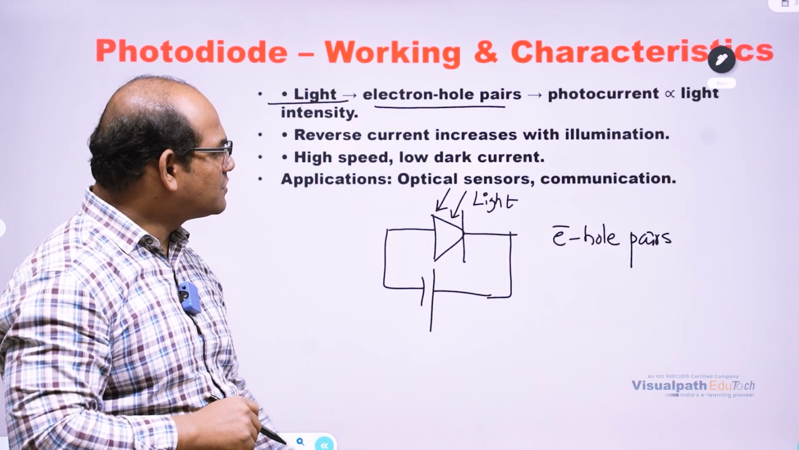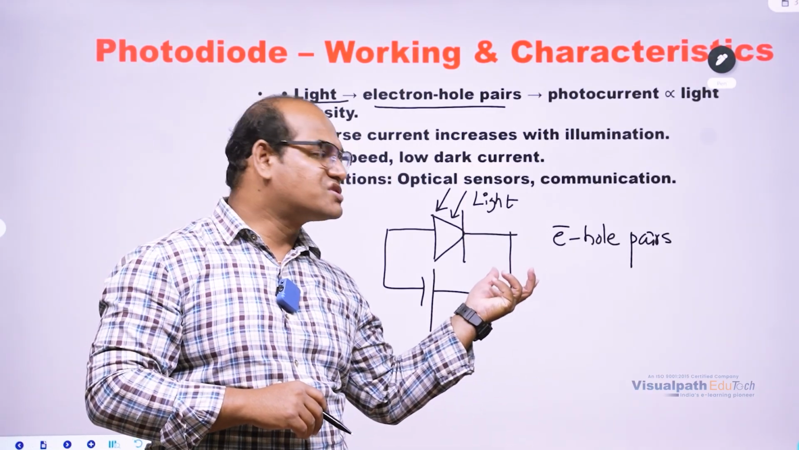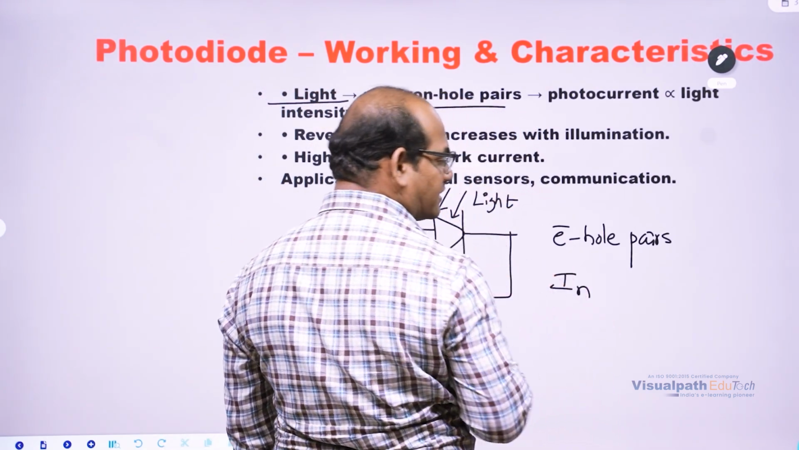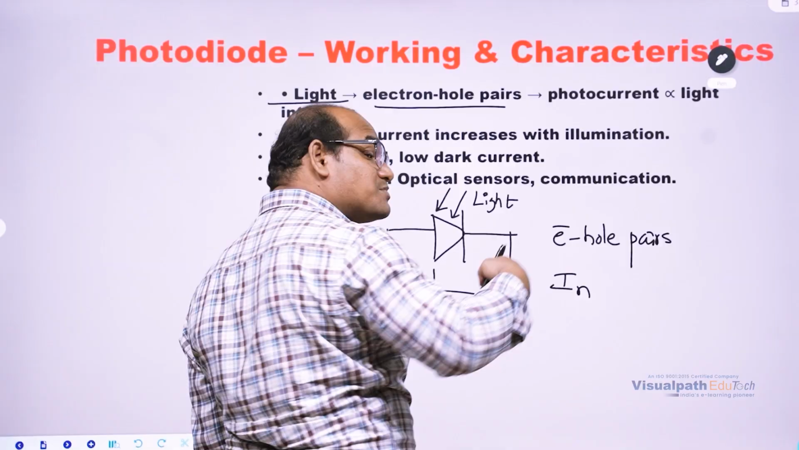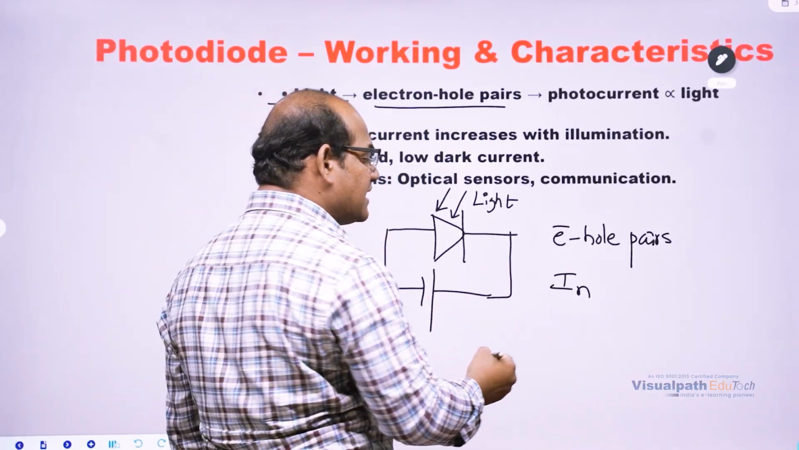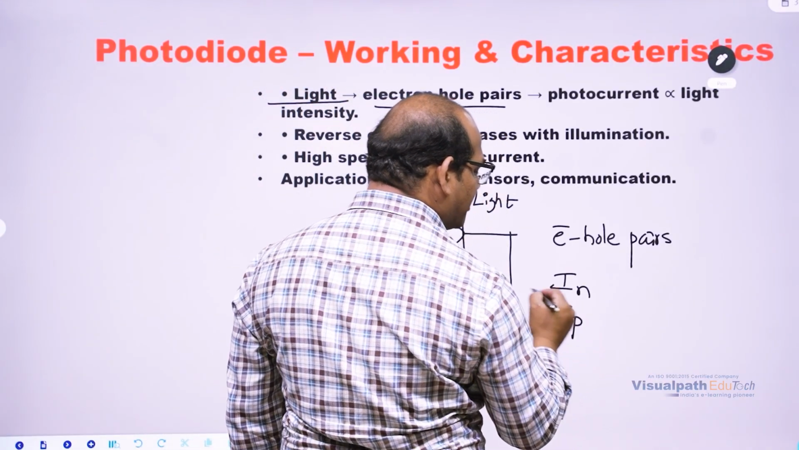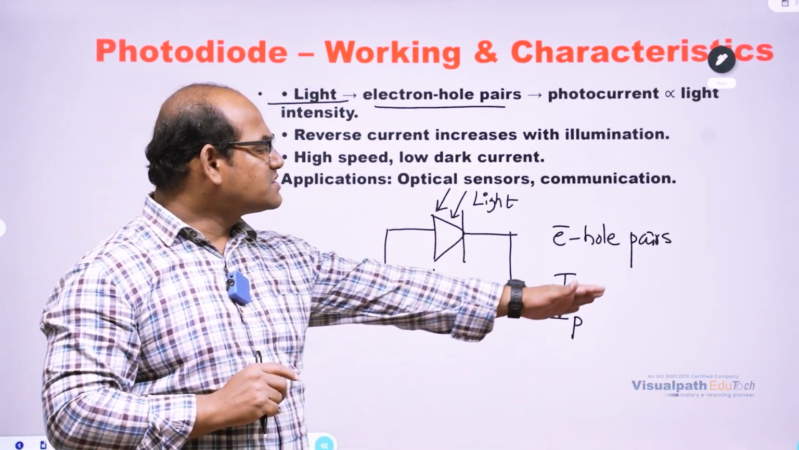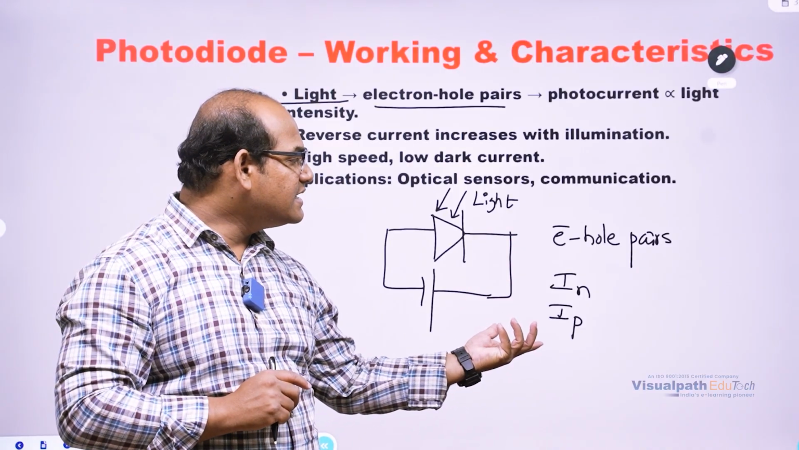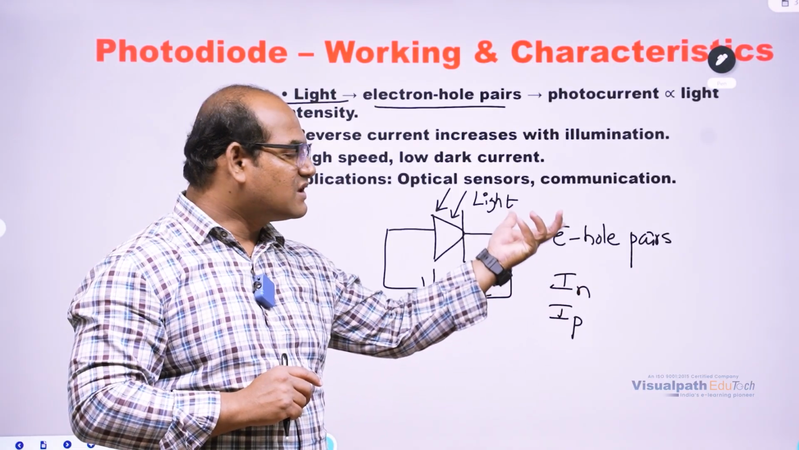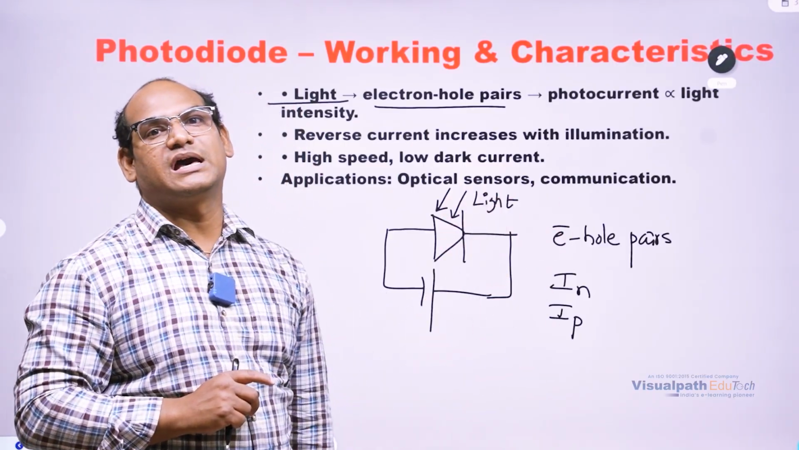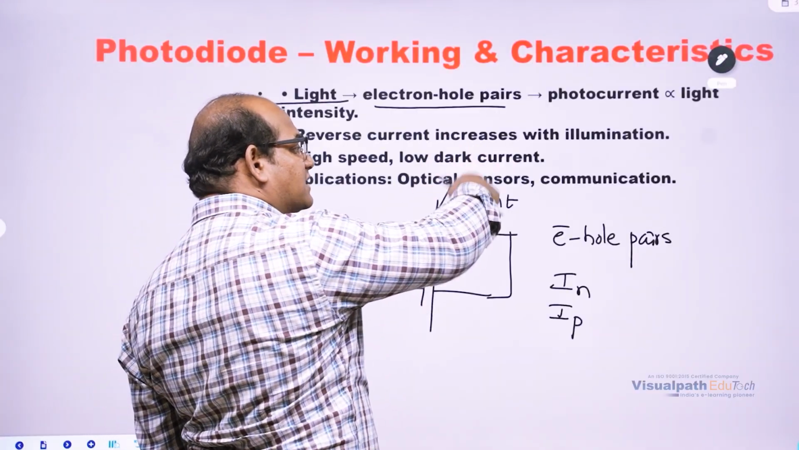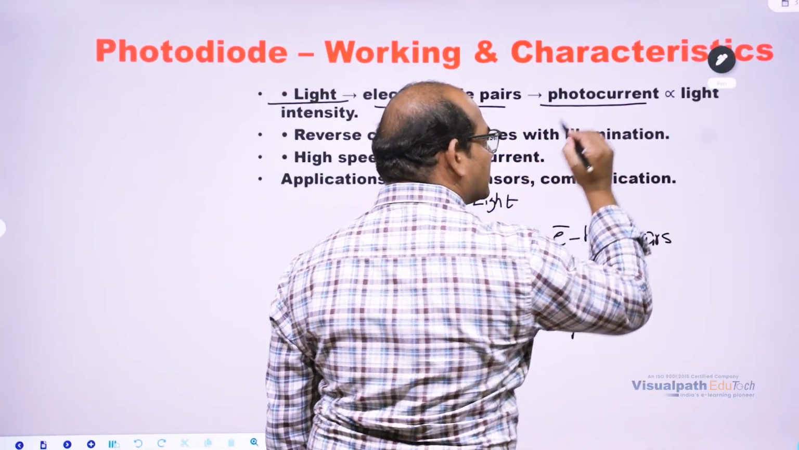We know from the basics that electrons are responsible for the production of current. That current is represented by the electron current IN. And holes are also responsible for the production of current. That current is represented by the hole current IP. So both holes and free electrons are responsible for the production of current, represented by IN for the electron current and IP for the hole current. And that particular current is due to the incident light. That's why we say it is the photocurrent.